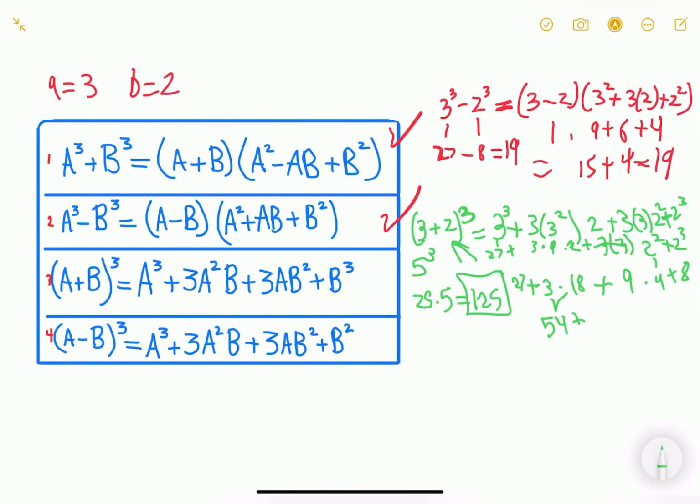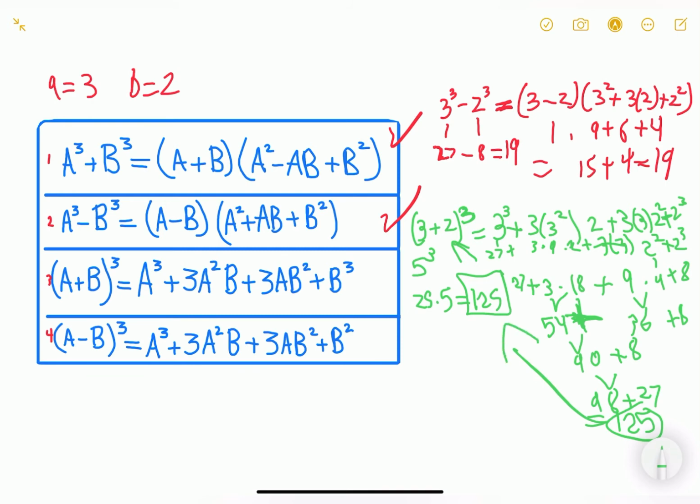Okay, now what is 9 times 4? 9 times 4 is 36. And now you can add these together, and this is a plus sign, and then add 8. So what is 36 plus 48? It is 90 plus 8, which is 98 plus 27, and we know that 98 plus 27 equals 125, which is the same thing as this.